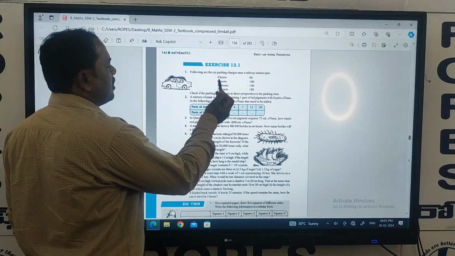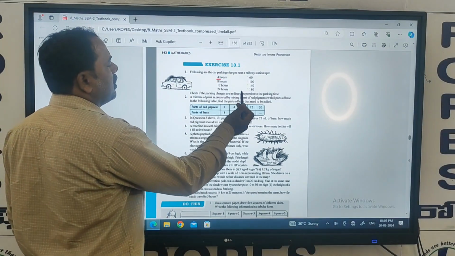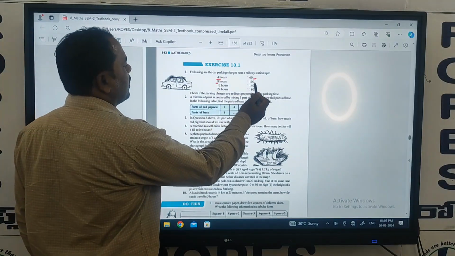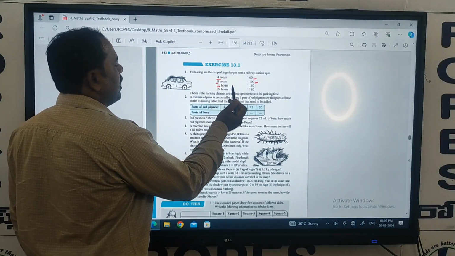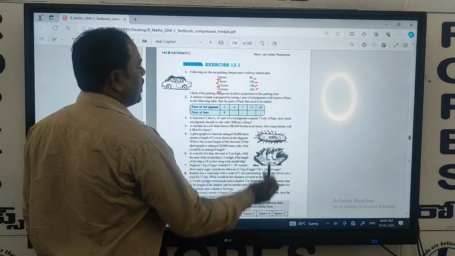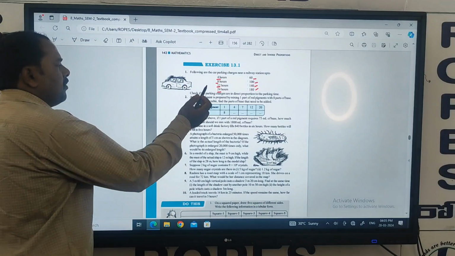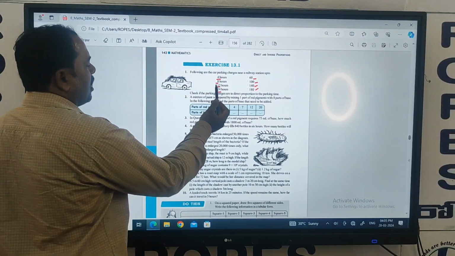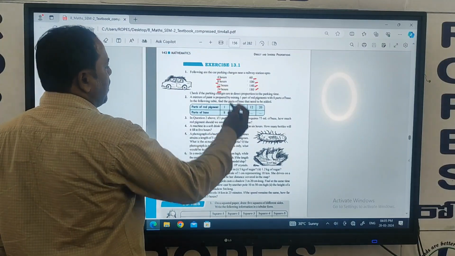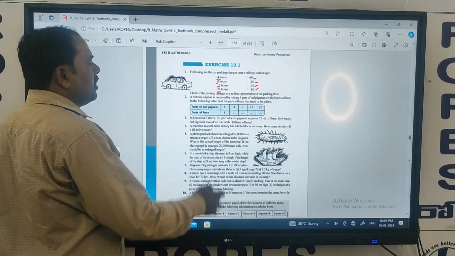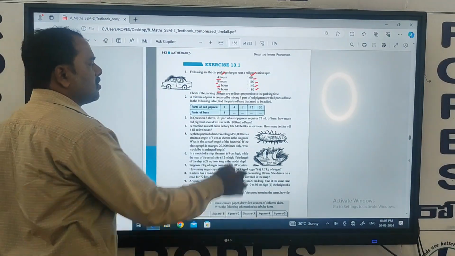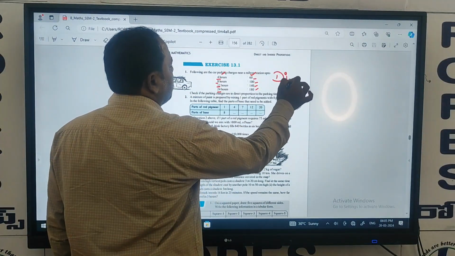Okay, first one, if you observe this, for 4 hours they are collecting 60 rupees, for 8 hours 100 rupees, for 12 hours 140 rupees, and for 24 hours 180 rupees. So if you observe carefully, if the number of hours is increasing, then the parking charge is also increasing. So if one quantity is increasing, then the other quantity is also increasing. So it is in direct proportion.